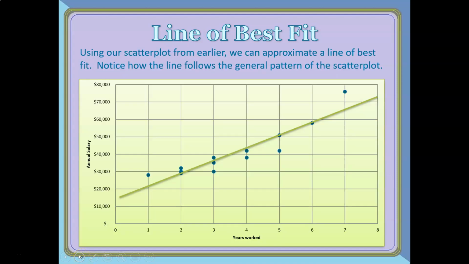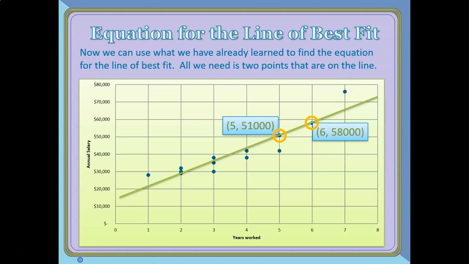Okay, so this is an example. We drew a line that follows the upward pattern and is between most of the points. Sometimes there's an outlier. So here's what we can do. We can take 2 points on the line. So right here, this is 5 and 51,000 and 6 and 58,000.